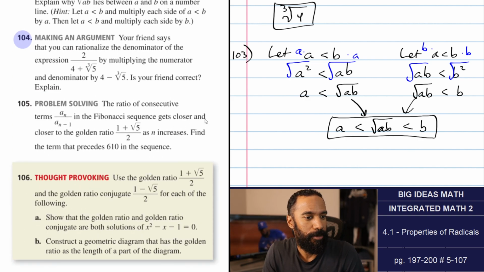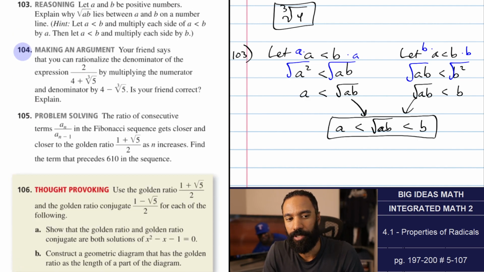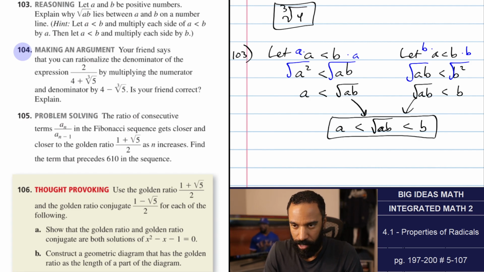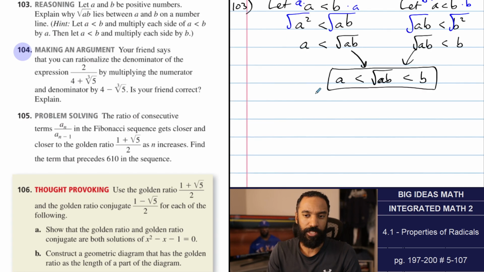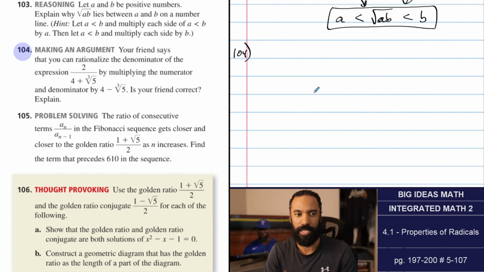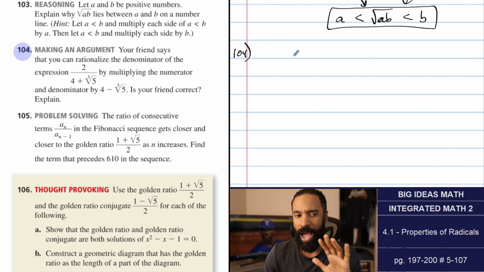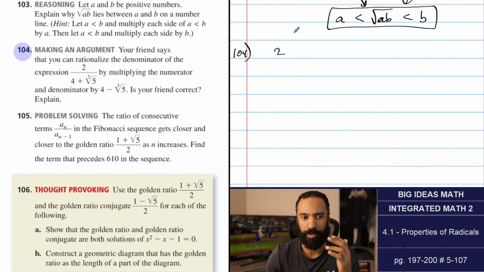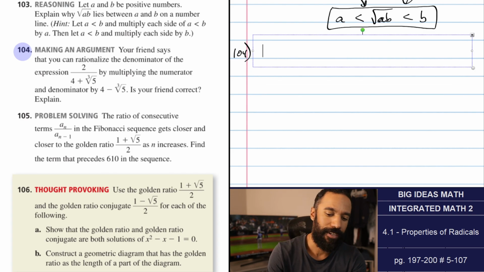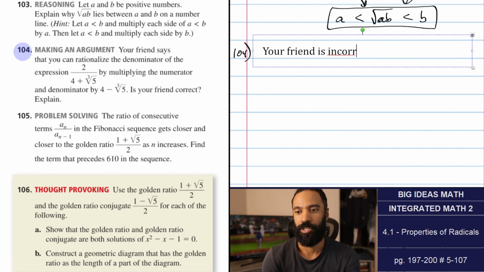All right, making an argument, 104. Your friend says you can rationalize the denominator of the expression 2 over 4 plus cube root of 5 by multiplying the numerator and denominator by 4 minus cube root of 5. Is your friend correct? Explain. Your friend's not correct, and I think this is something I was mentioning. I forget if it was in the lecture portion or just doing some problems and saying, I wondered where rationalizing does occur on these things, like if you have to do it more than once. So I'm just going to say it straight up. Your friend is incorrect.